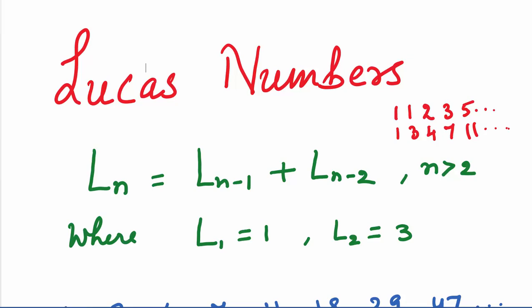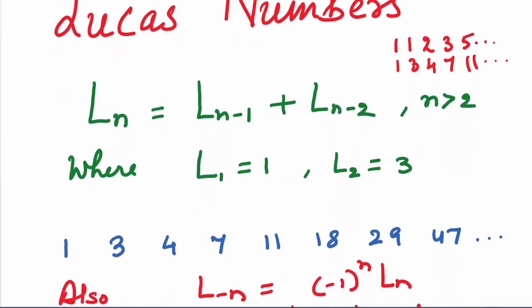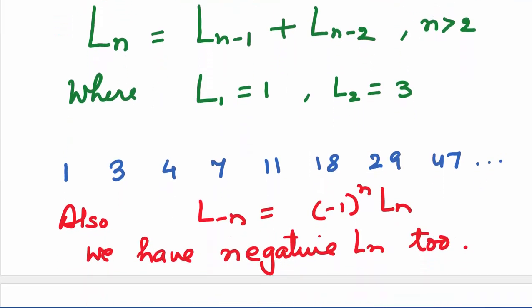So, Lucas numbers also follow a recurrence relation. Ln is equal to L(n-1) plus L(n-2) for all values of n greater than 2. See, this equation means we are adding to the value the previous value. This is all it means. We take the starting values L1 as 1 and L2 as 3. Some of the Lucas numbers are listed here: 1, 3, 4, 7, 11, 18, 29, 47.